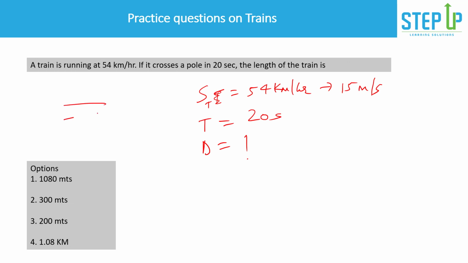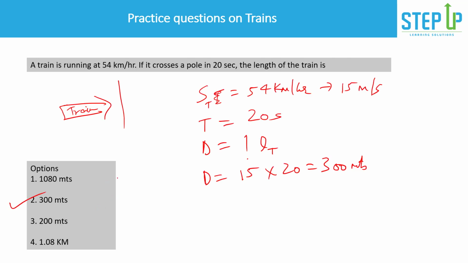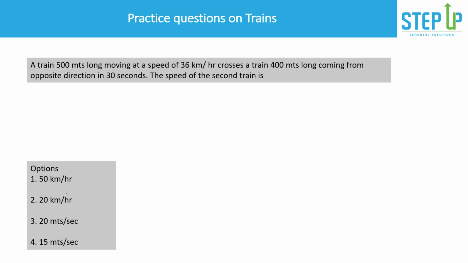Now imagine in this case, very simple case, this is the pole and this is, let's say, your train, right? So what the train has to do, the train has to just travel its own length in order to cross this pole, isn't it? So that means the distance would be nothing but the length of the train, and that is what is asked. So now distance is what? Speed into time, which is 15 meters per second into 20 seconds. So this is your 300 meters. So this is extremely easy. You can calculate the answer in 5 seconds.